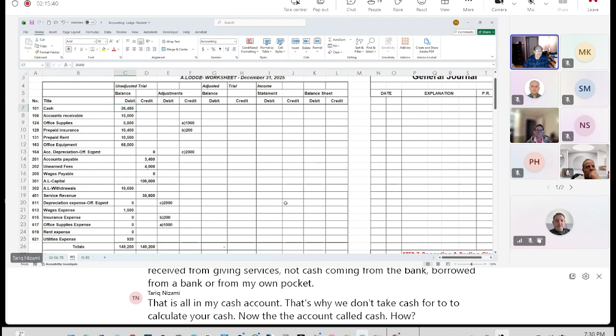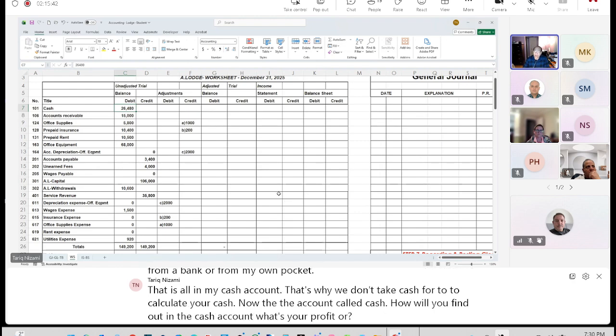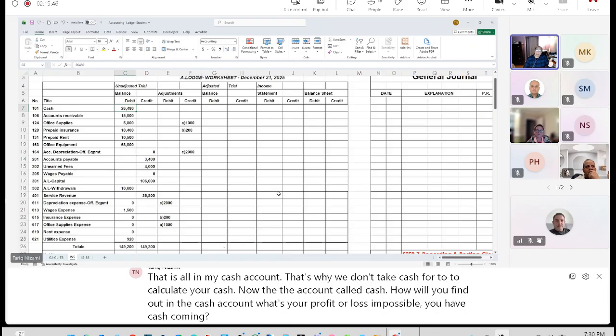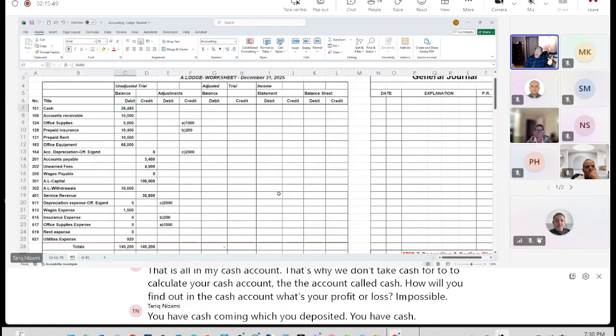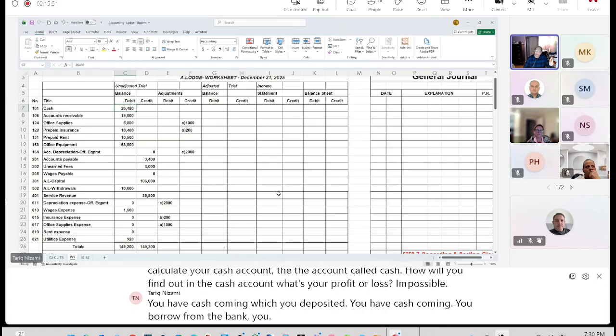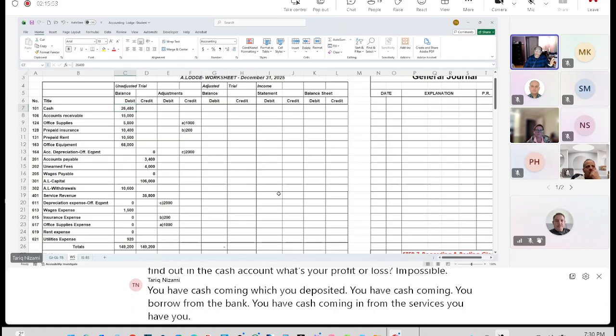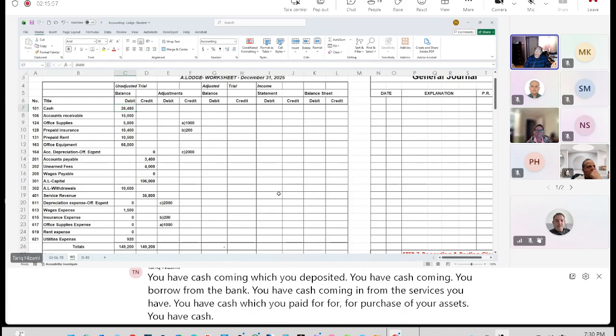How will you find out in the cash account what's your profit or loss? Impossible. You have cash coming in which you deposited. You have cash coming in you borrowed from the bank. You have cash coming in from the services you provide. You have cash which you paid for purchase of your assets. You have cash you paid for the expenses, and there is no way you can find out.